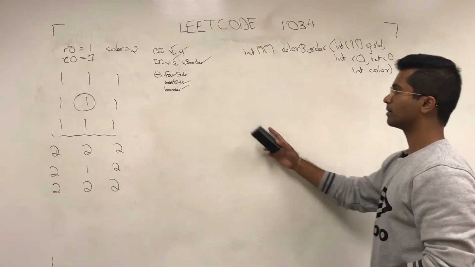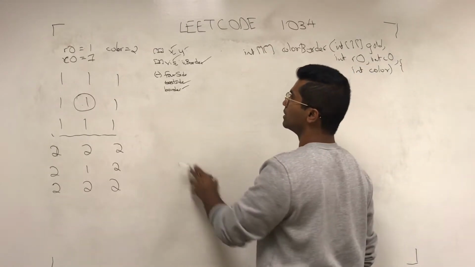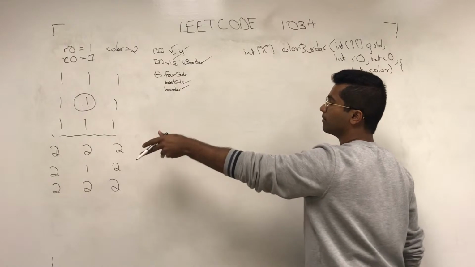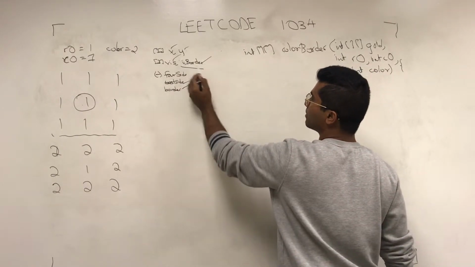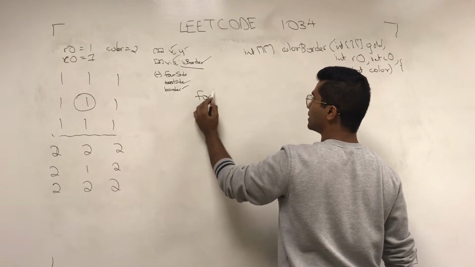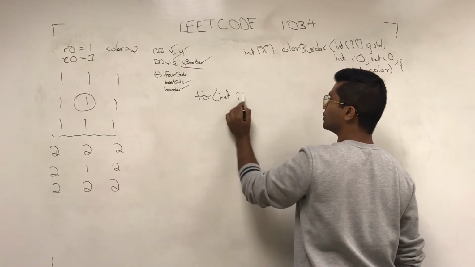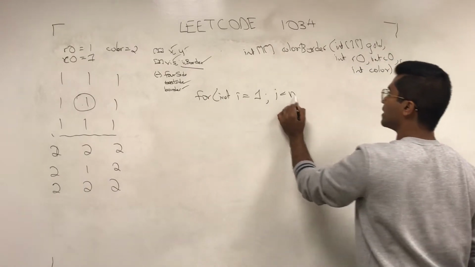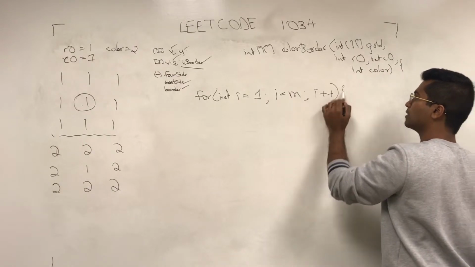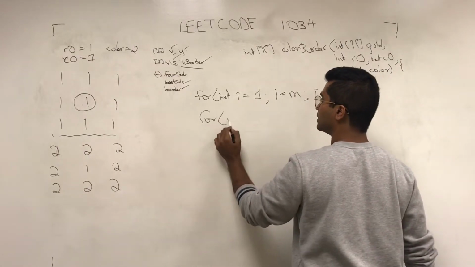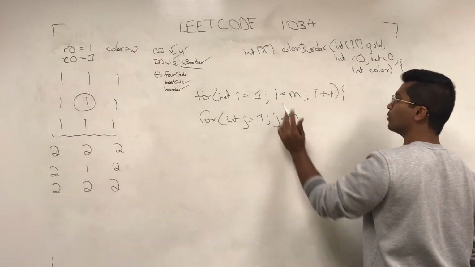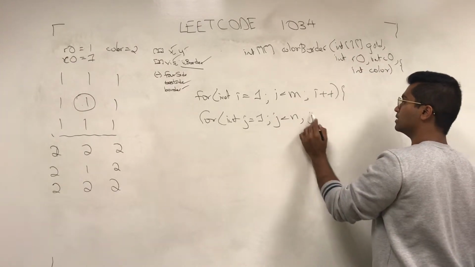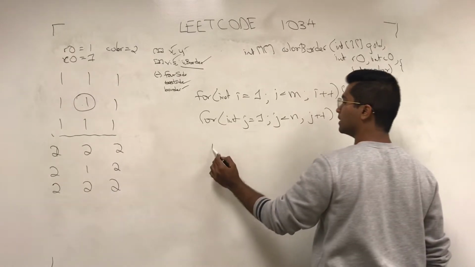Now, let's get into it. The first thing I'm going to do is assume these guys are already initialized. And the first thing I'm going to do is populate my in border. So that's going to be for int i is equal to 1, i is less than m, i plus plus. For int j is going to be 1, j is less than n, where m and n are the size of grid, j plus plus.